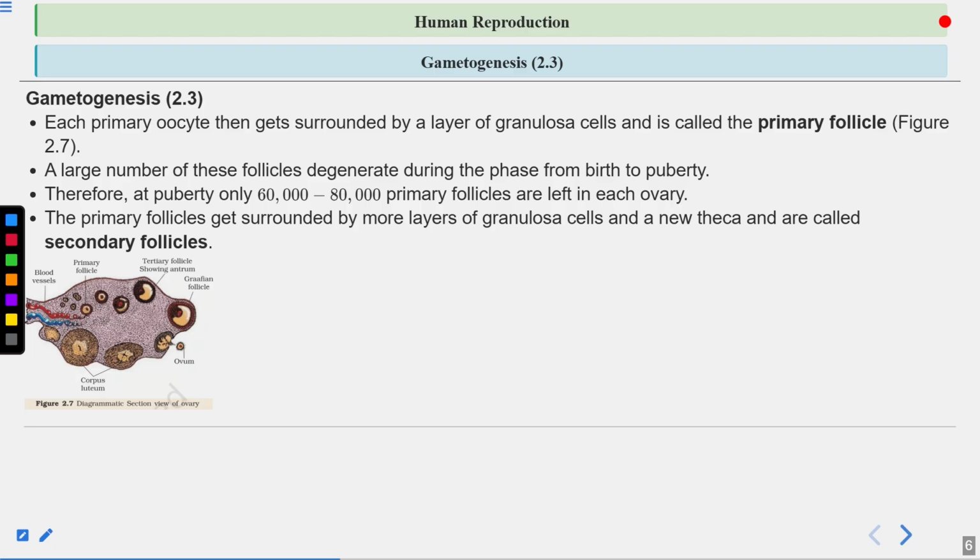So here again, we can see a diagrammatic sectional view of the ovary. Now you can see this is the primary follicle. Primary follicle consists of the primary oocyte. Then from the primary follicle, secondary follicles are formed, which is not shown here. The secondary follicle will also consist of the primary oocyte. Then from the secondary follicle, the tertiary follicle is formed. It consists of the fluid-filled cavity known as the antrum. This antrum is the characteristic feature of the tertiary follicles.